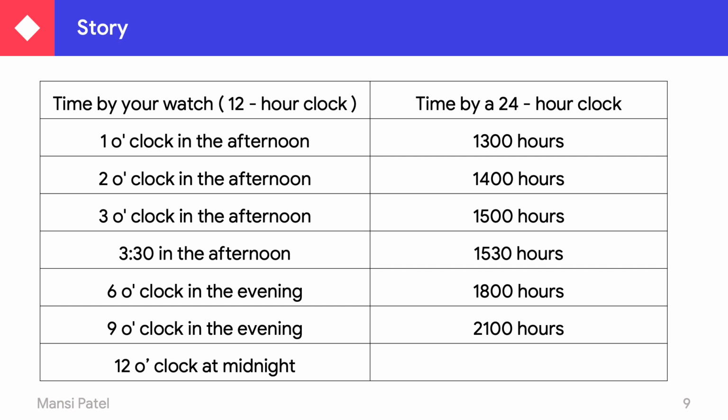If there is 12 o'clock at midnight, then we don't want to write down 2400. Instead of 24, we have to write down 00, and minute is not given. Therefore, we just write down 00 again. 0000 hours.